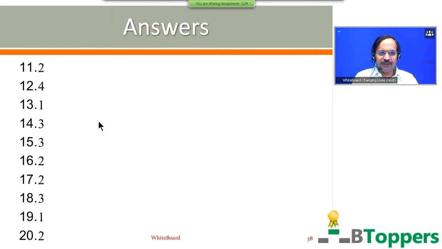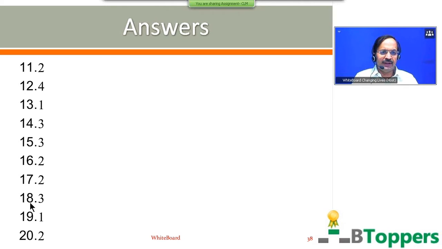See the answers for the next 10 questions, from 11 to 20, on the screen. I'm going to read out these answers. Question number 11, answer is 2. For question number 12, answer is 4. For question number 13, answer is 1. For next two questions 14 and 15, third option is answer.